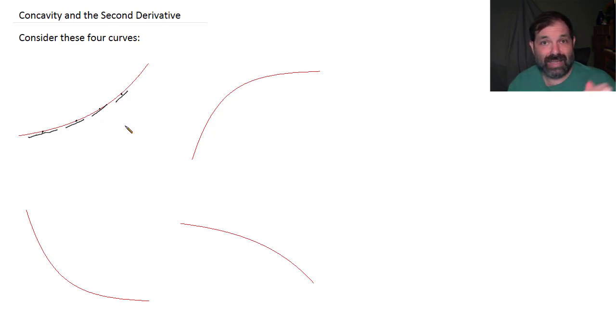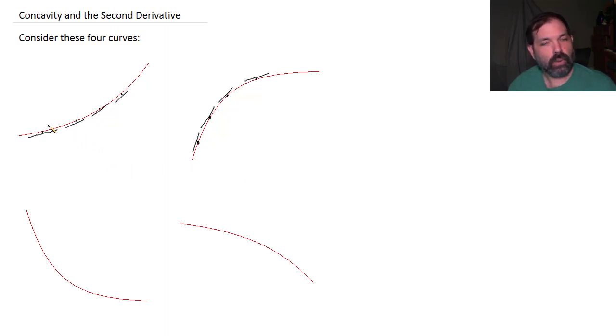Notice how all of the tangent lines that I just drew are below the curve. Now let's contrast that with this second curve to the right, and I'm going to draw some tangent lines. Notice how those tangent lines are all above the curve.